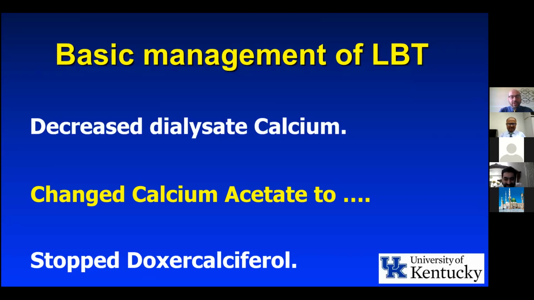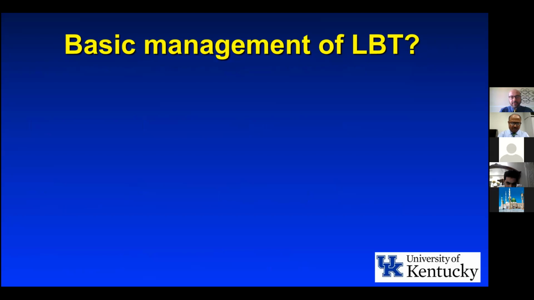Okay, so we decrease dialysate calcium. We know that this patient probably has a tendency for positive calcium balance, so we try to decrease dialysate calcium. We try to switch from calcium containing phosphate lowering agents to calcium non-containing phosphate lowering agents. So we can change the calcium acetate or carbonate to sevelamer or lanthanum or others. Then we stop the vitamin D analogs, and if the patient is on calcimimetics, we hold it, right? This is a basic thing.